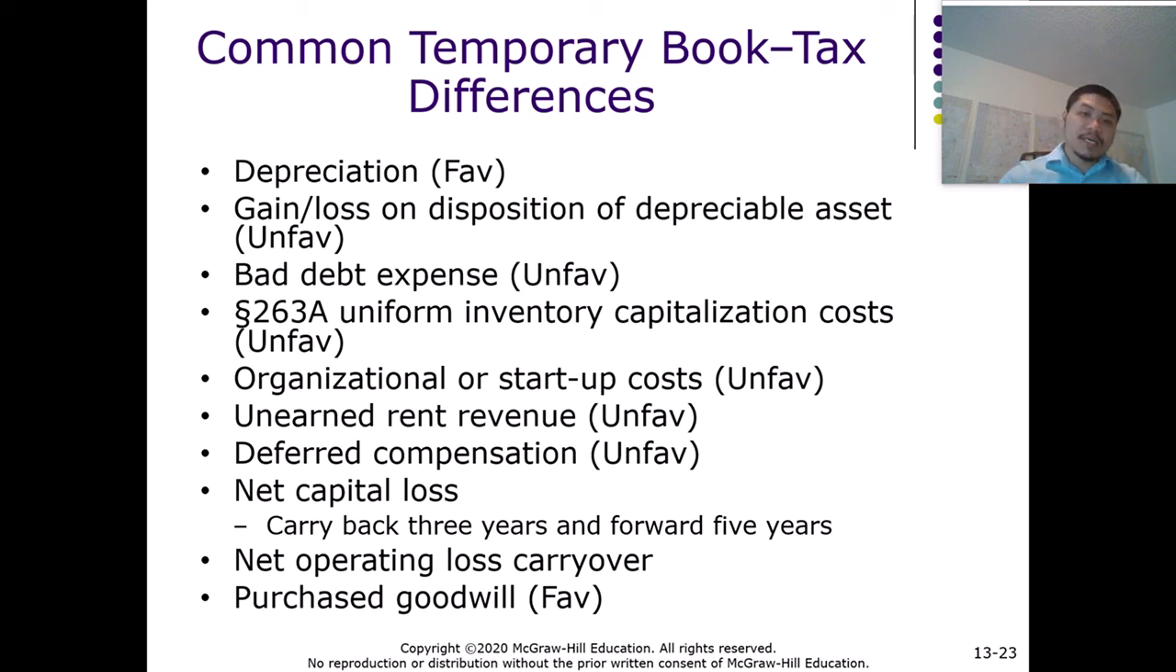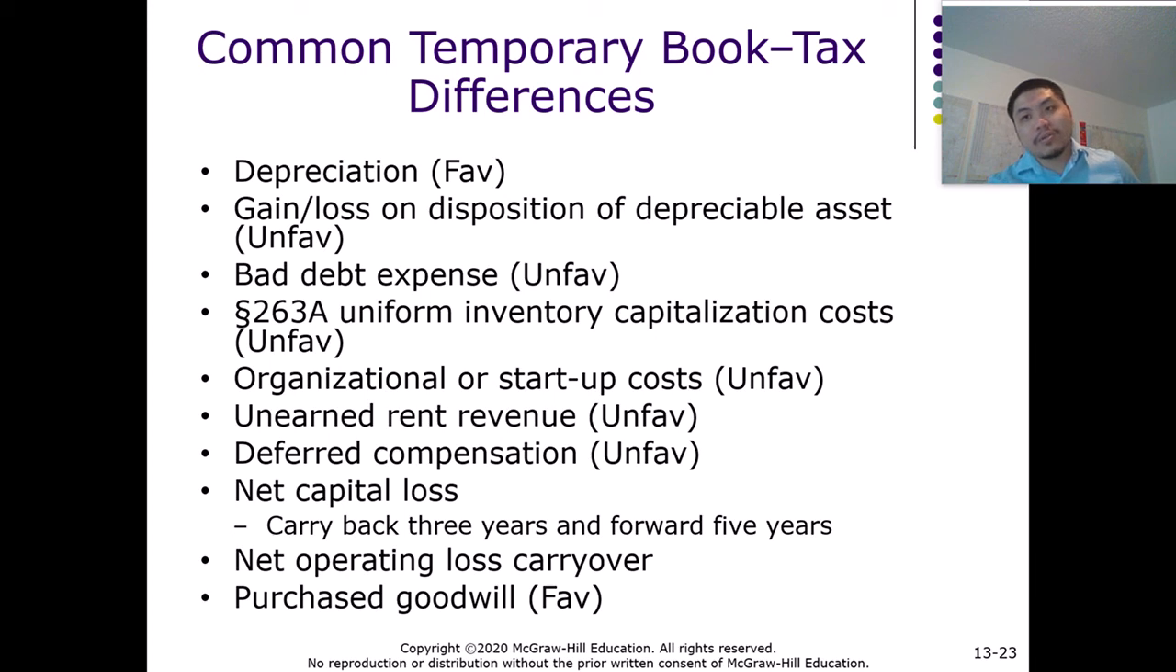There are many other differences, say gain or loss on disposition of depreciable assets, bad debt expense, and unearned revenue. For example, for financial purposes we cannot recognize unearned revenue, but for tax purposes, in some cases we have to recognize the unearned revenue, meaning we have to pay more tax. So that's why it's unfavorable.